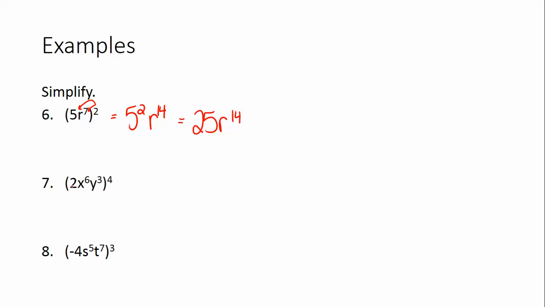Number 7, 2x to the 6th, y to the 3rd, all raised to the 4th power. So I kind of like to show that everything in there gets the 4th power. So it's 2 to the 4th, x to the 24th, we should be multiplying again, and y to the 12th. And you need to simplify 2 to the 4th. 2 times 2 is 4, times 2 is 8, times 2 is 16. So it becomes 16x to the 24th, y to the 12th.